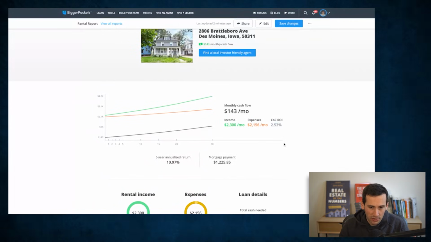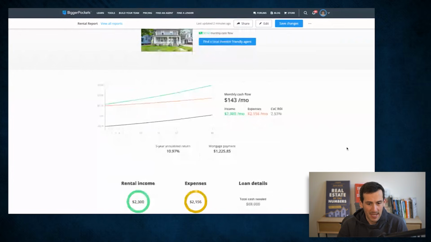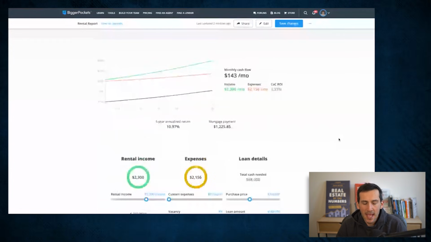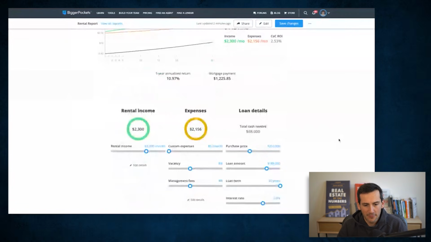I would usually take a cash on cash return of 2.5% only if this is in a really high upside area. If it's not going to be in an area with a lot of potential appreciation, I wouldn't take a cash on cash this low. That's just me. So I would be saying, okay, how do I get this deal even better for myself?